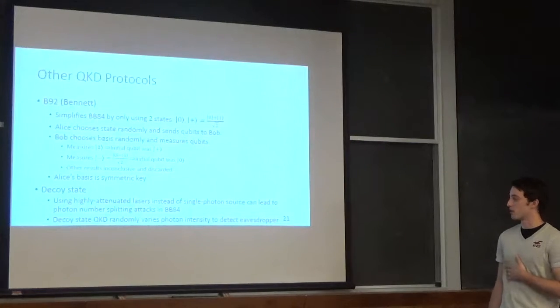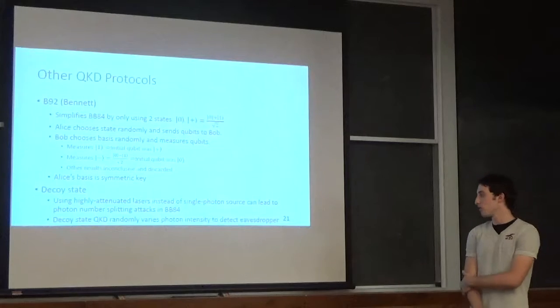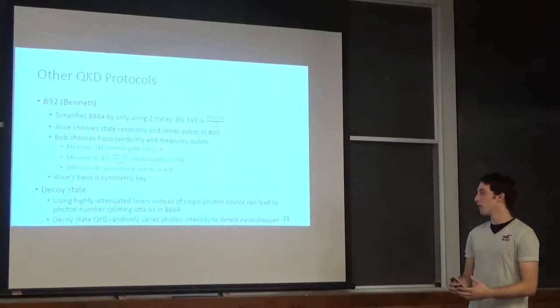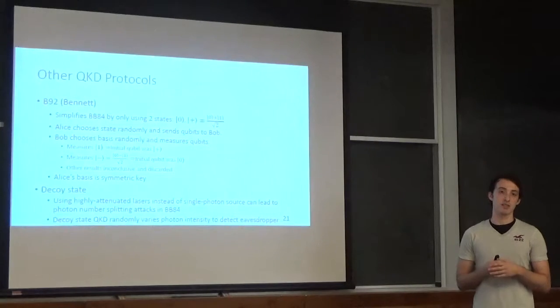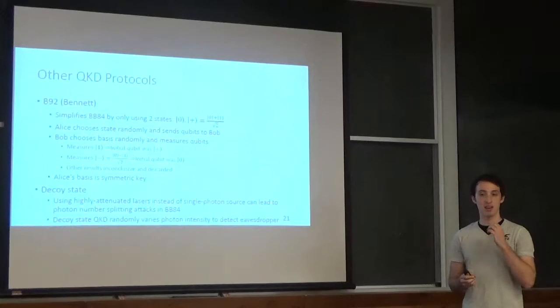Another protocol is called decoy state, which solves an issue with the experimental implementation of BB84. Basically, there's an attack on BB84 called photon number splitting. Usually in BB84, you assume that you're shooting single photons from Alice to Bob.